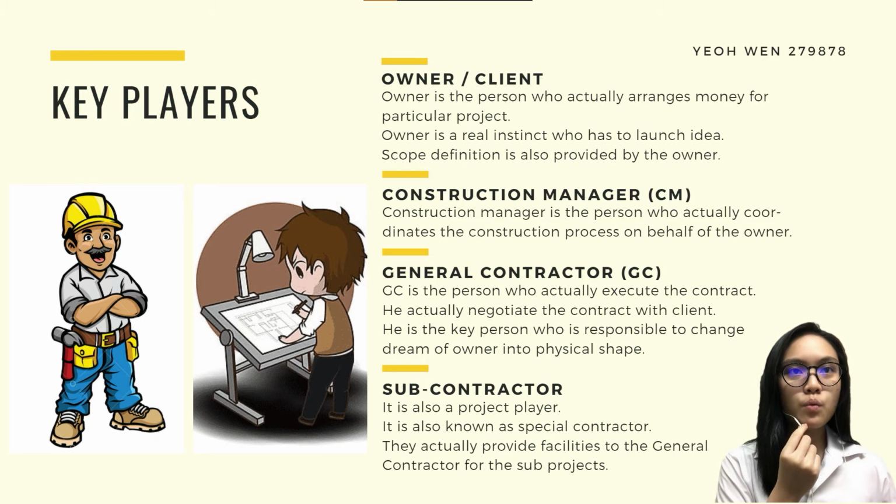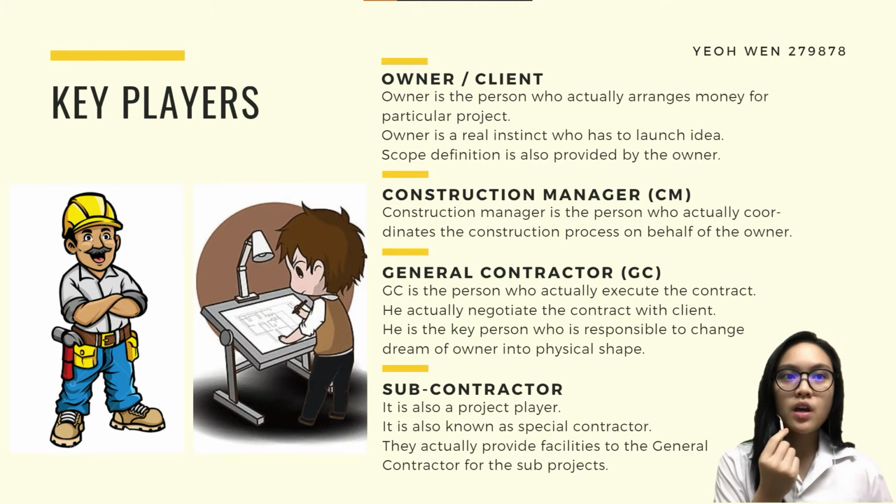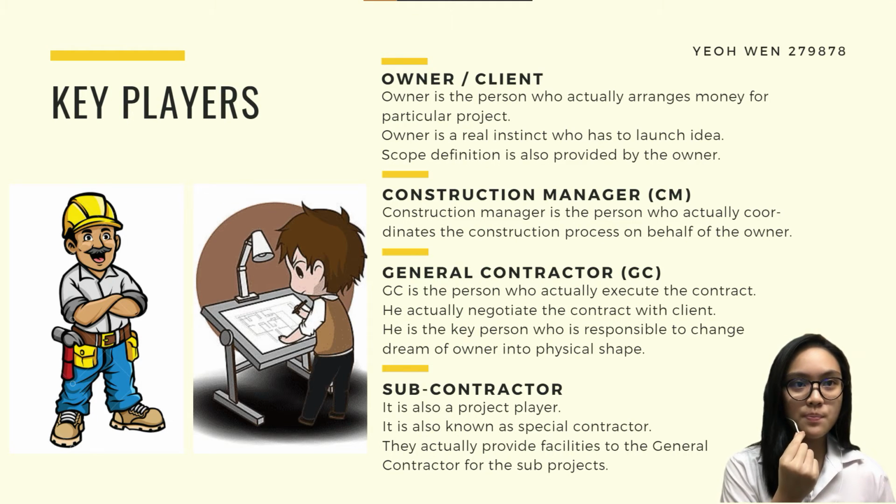Next, we have to know who the key players in construction are. The first and foremost is the owner. Owner is also called client. The owner is the person who actually arranges money for a particular project. The owner is the real source who has to launch the idea. The owner may be a person or a government. He provides funds. He is a funding agency for the project. Scope definition is also provided by the owner.